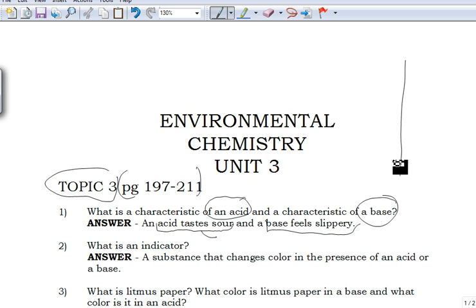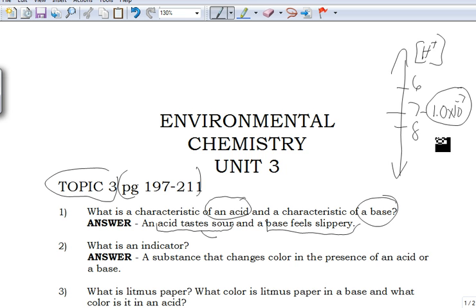Some other things, when you look at the pH scale, pH is 7 versus 6 versus 8. What that really stands for is the hydrogen ion concentration. So a pH of 7 is 1.0 times 10 to the negative 7 for hydrogen ion. And this is 1.0 times 10 to the negative 8. And this is 1.0 times 10 to the negative 6. So that's what the pH scale is based on, the amount of the hydrogen ion. Let's do the next question.